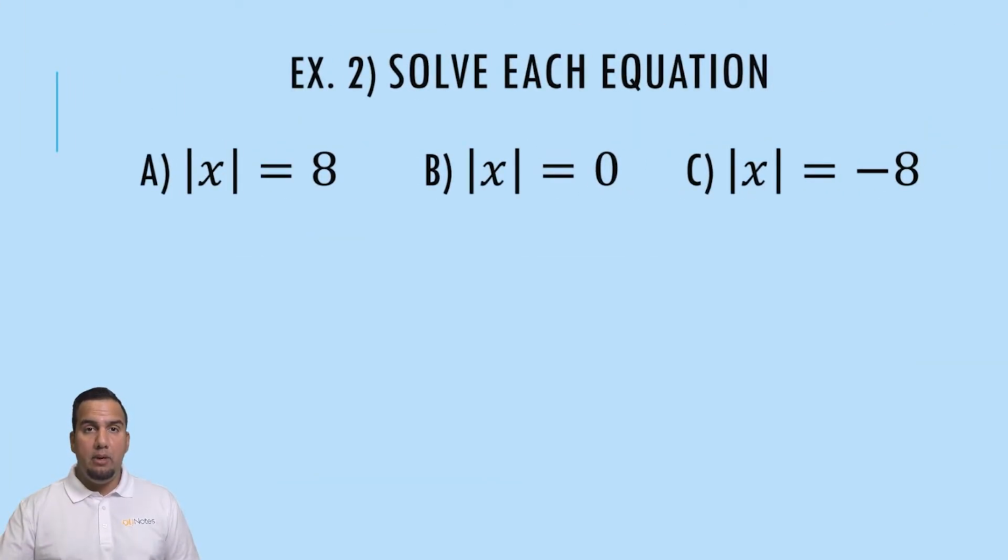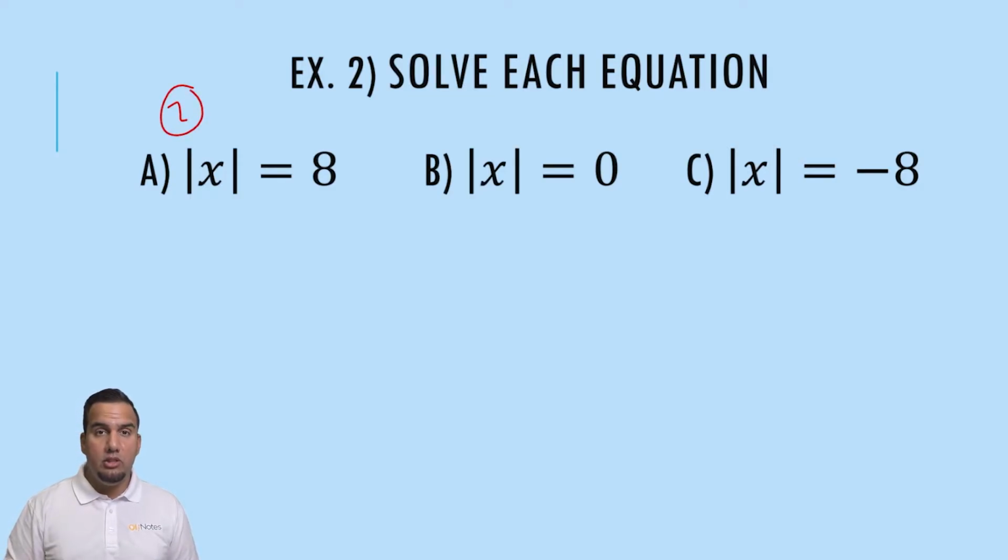First scenario, example A. Absolute value of x is equal to 8. What's step 1? Isolate the absolute value. It is. Because the absolute value is already isolated, you just have to ask yourself, what is the absolute value equal to? In this case, it's equal to a positive 8. What does that mean that it's equal to a positive number? I'm going to have 2 solutions.